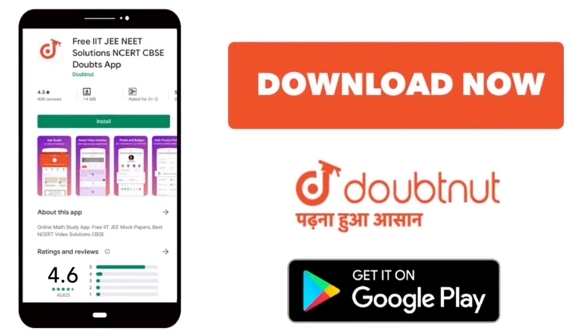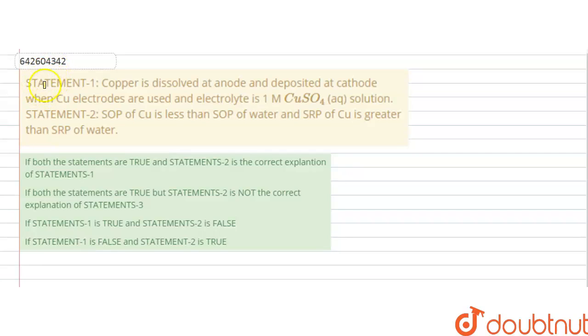Hello students, the question is: statement 1, copper is dissolved at anode and deposited at cathode when copper electrodes are used and the electrolyte is 1 molar copper sulfate aqueous solution. And statement 2 is given, that is SOP, standard oxidation potential of copper is less than the standard oxidation potential of water, and standard reduction potential of copper is greater than that of water.